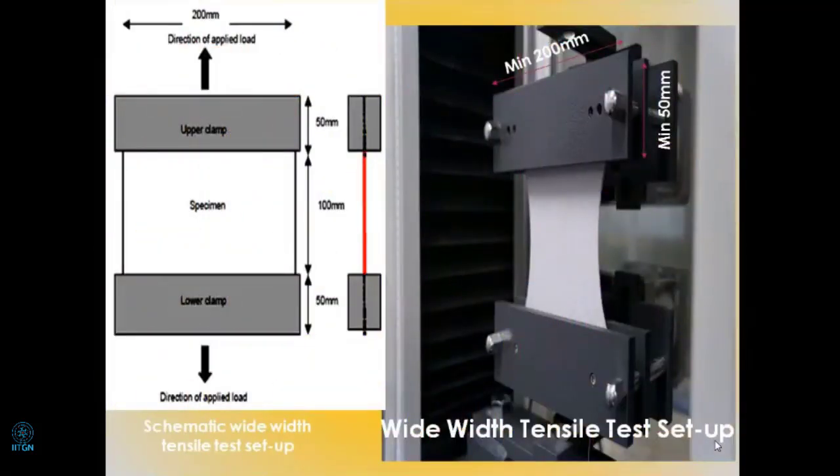This photo shows how the width of the specimen is calculated. For the jaw part, we have to take 50 mm length of the specimen. Then for the gauge length, we have to consider a specimen length of 100 mm. This is the actual photograph on the right-hand side. This kind of grip is used, which is flat with padded jaws, so that the failure does not occur from the jaws.